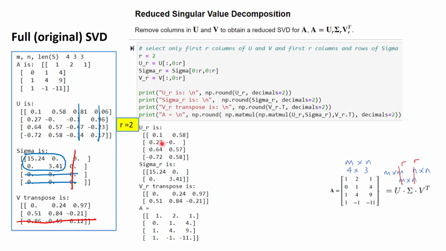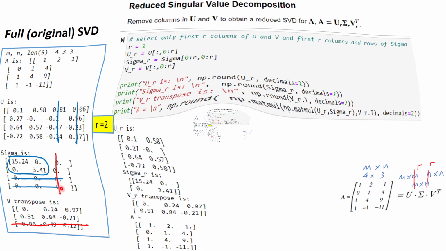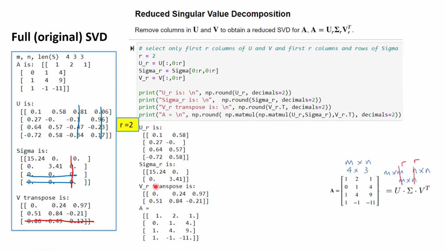So this is the result for U reduce, sigma reduce, and the V reduce. And again, if we multiply these three matrices together, we'll get back the original A matrix. No information is lost because these two rows and these columns are all zeros. These are the reduced SVD.